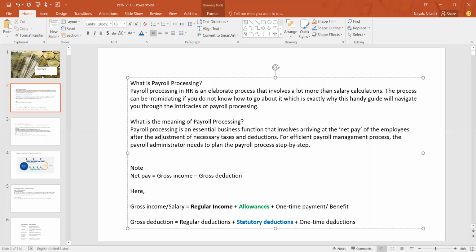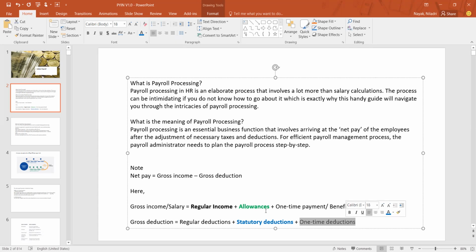Suppose you would like to contribute one time, say there is a flood, and you are contributing to your CM relief fund or PM relief fund. That's again a one-time activity, and that can also be considered a one-time deduction. There is a specific wage type you have to create, and you contribute using that one-time deduction wage type. Hope that is clear. You understood the one-time example?